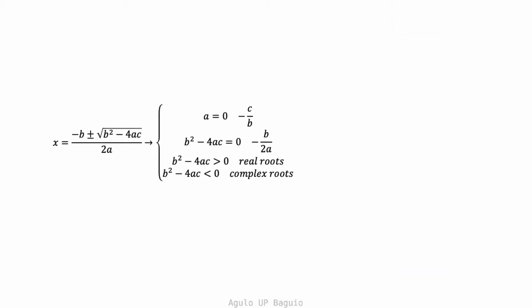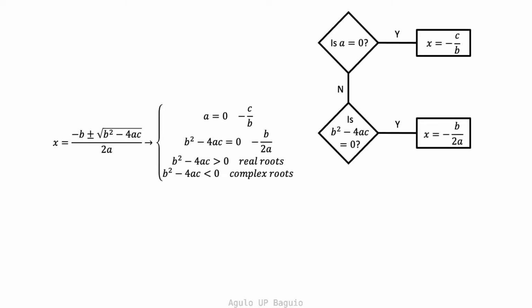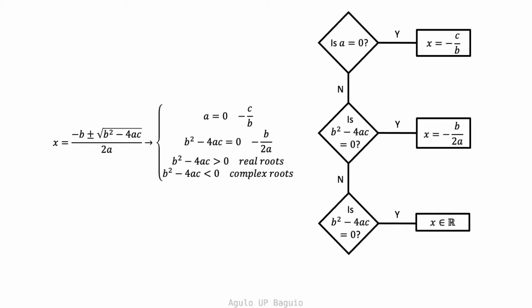It would be instructive to describe the process with a flowchart. We begin with the question, is a equal to 0? If this is true, then x is equal to negative c over b. If it is not true, then it proceeds to the next question, which is b squared minus 4ac equal to 0? If this is true, then x is equal to negative b over 2a. If this is not true, then it proceeds to the next question, which is b squared minus 4ac greater than 0? If this is true, then x is an element of a set of real numbers. Otherwise, x is an element of a set of complex numbers.